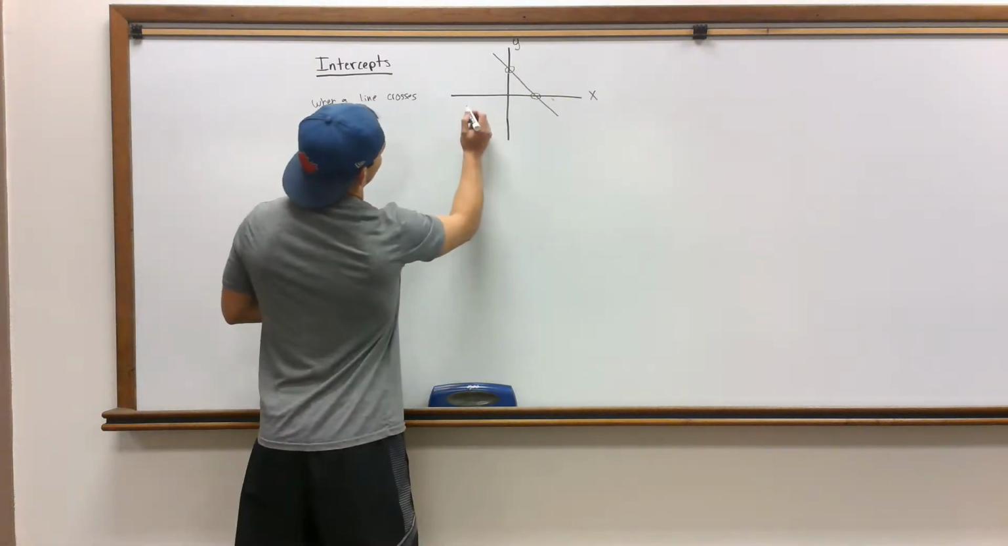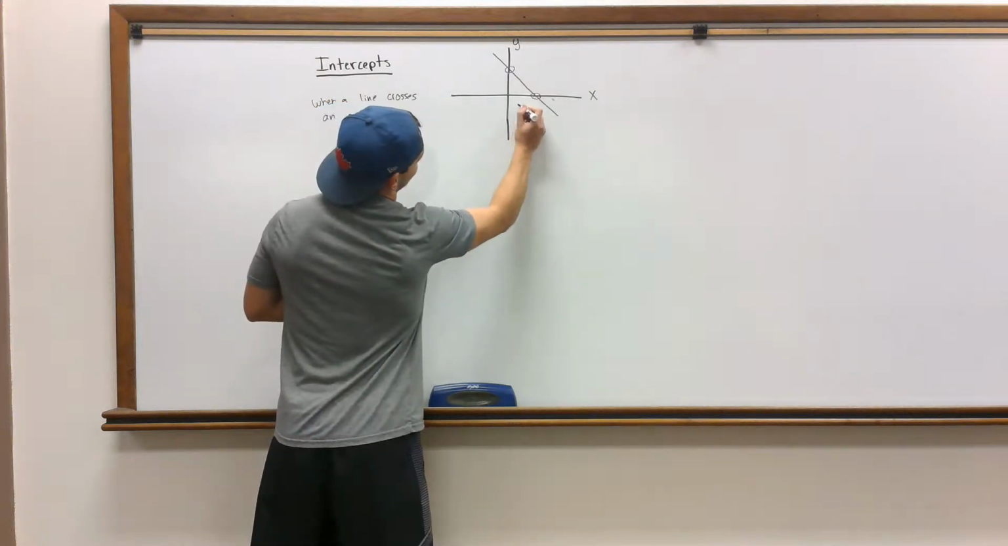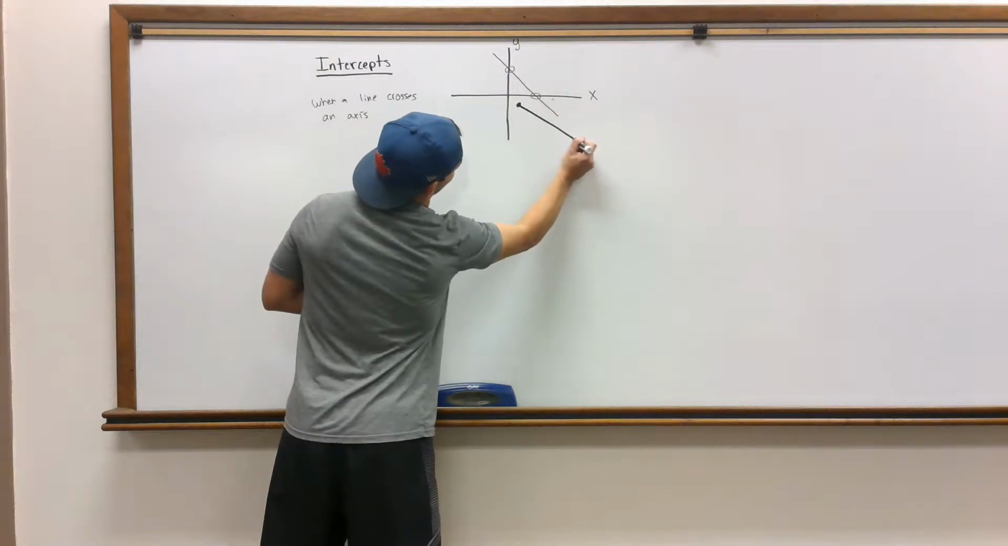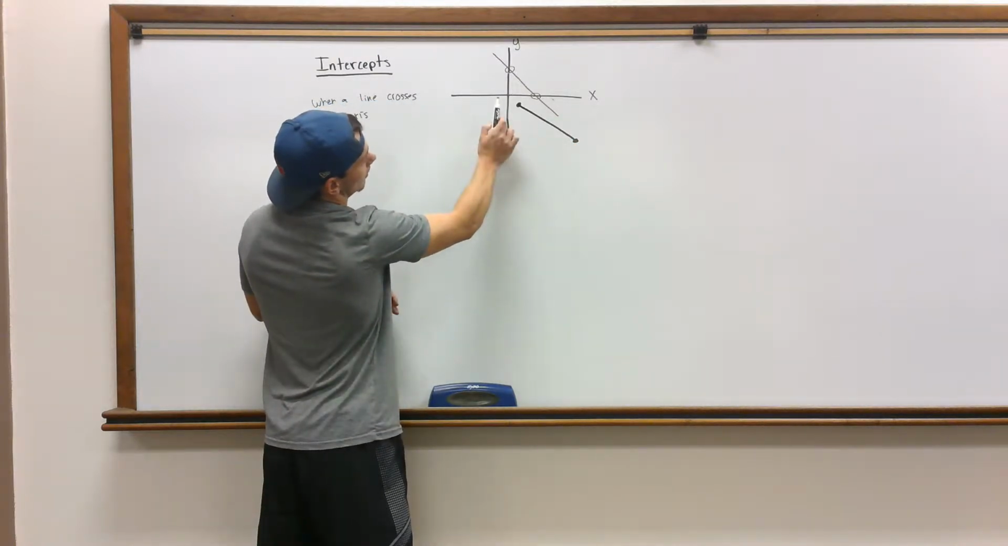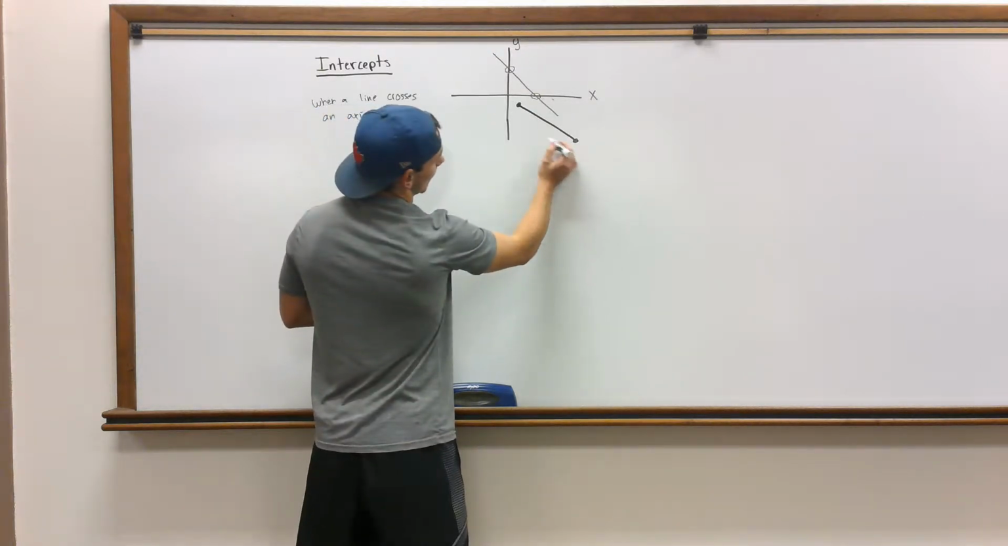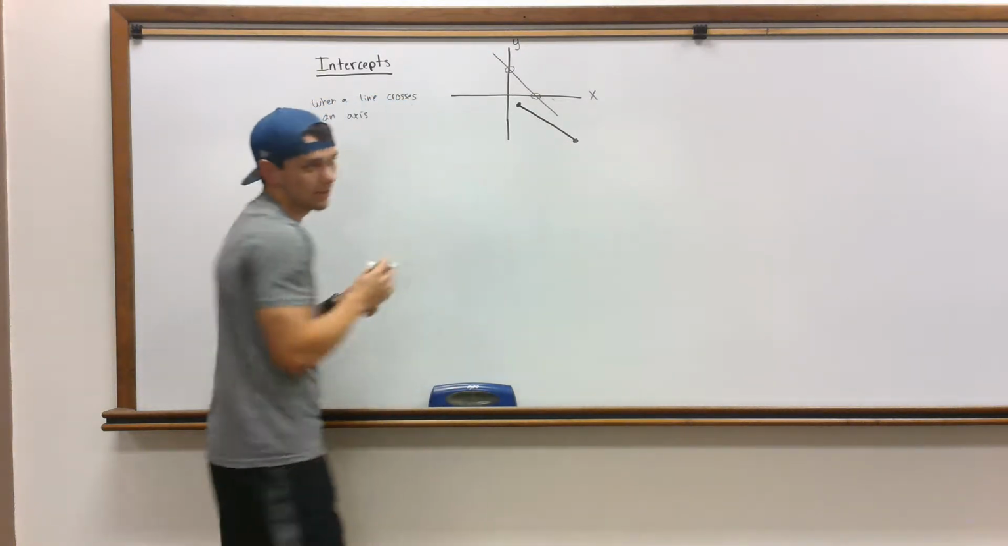Let's say we have a different line, a line segment down here. At no point does it cross either axis. So this is something that would not have intercepts.